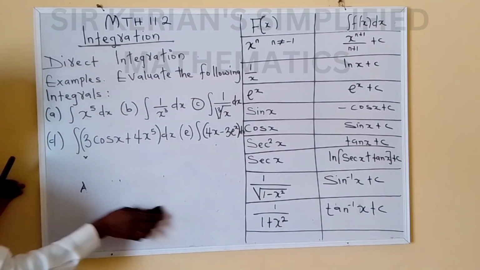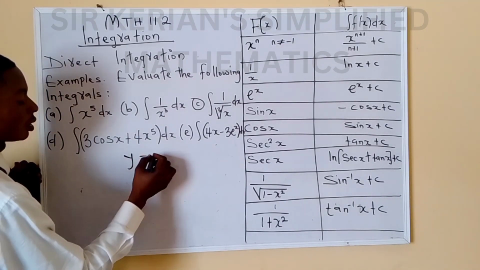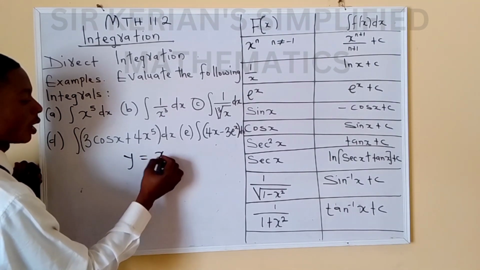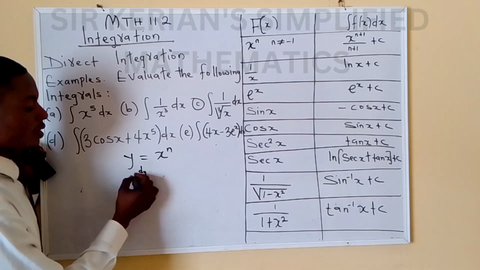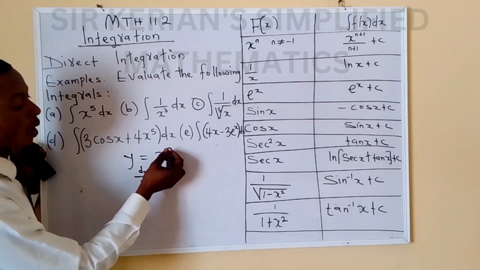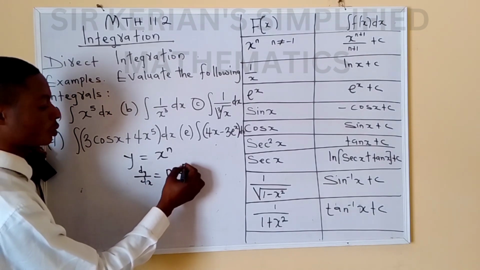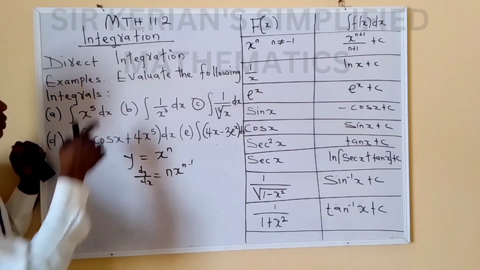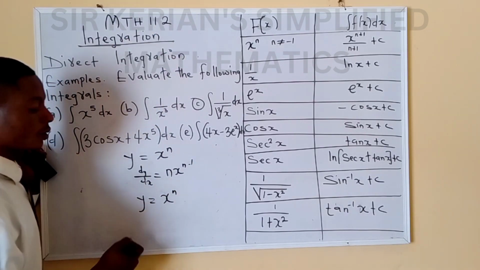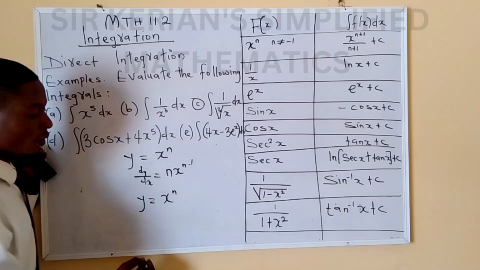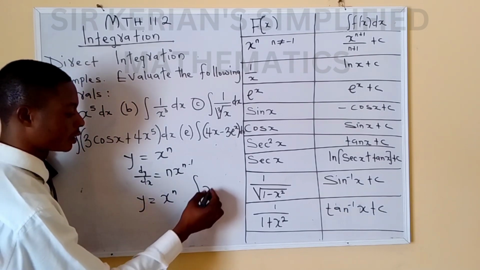Let's assume we have a function in differentiation. If you have a function like y equals x^n, to differentiate it, dy/dx will be equal to n multiplied by the coefficient, which is 1, then you subtract. But in integration, if you have y equals x^n, to integrate it, the symbol for integration is something like an elongated S.